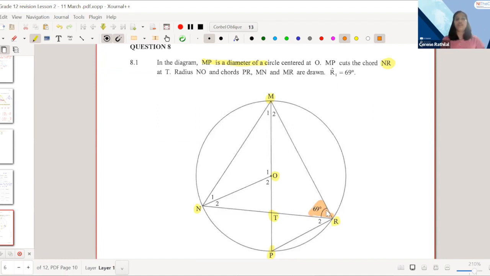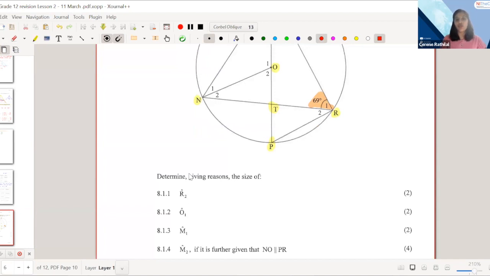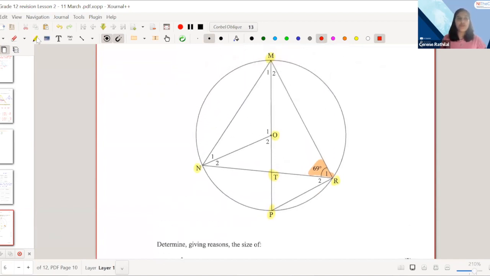So that's important. Let's look at the questions. The first question says, determine, giving reasons, the size of angle R2. So we need to find out what is R2. Where is R2? Here's R2.